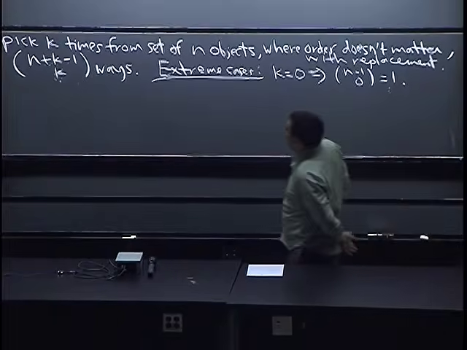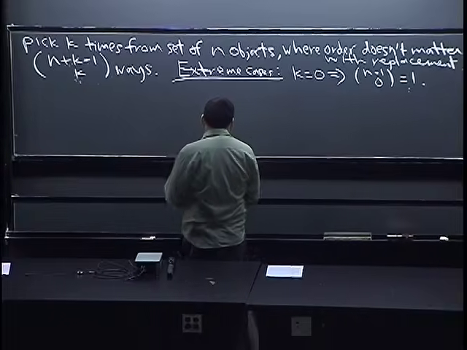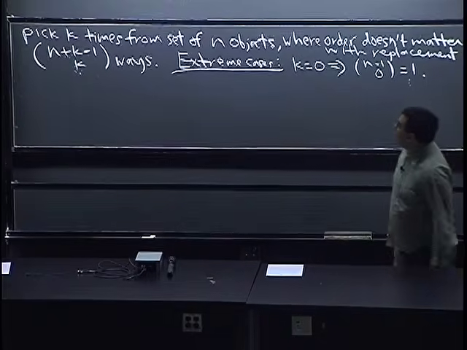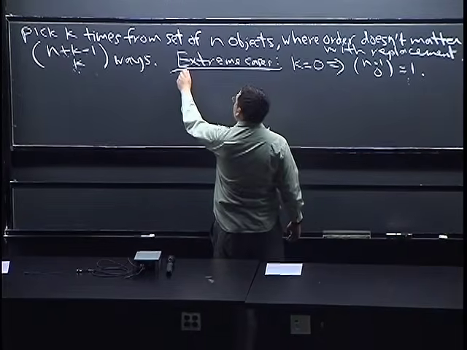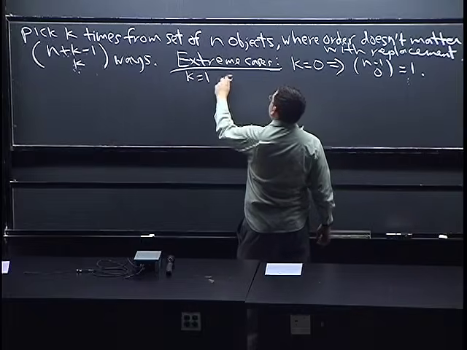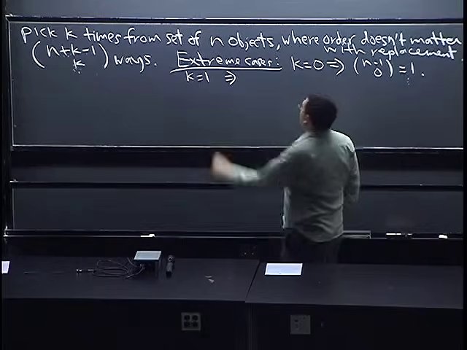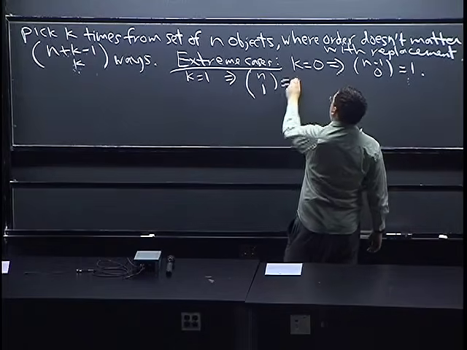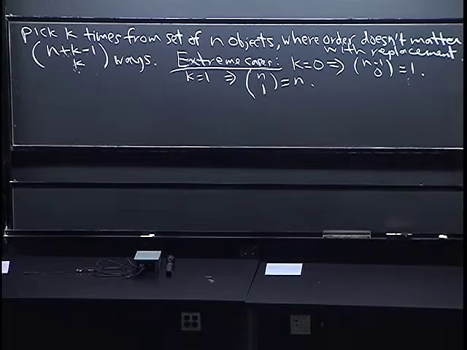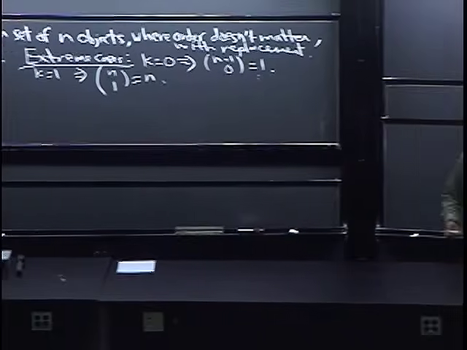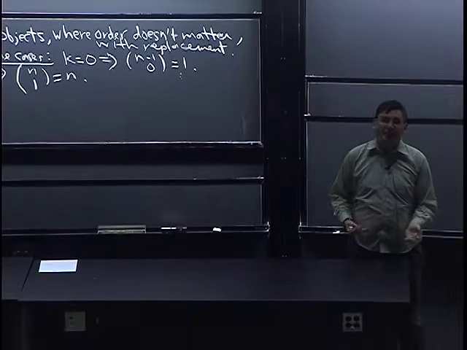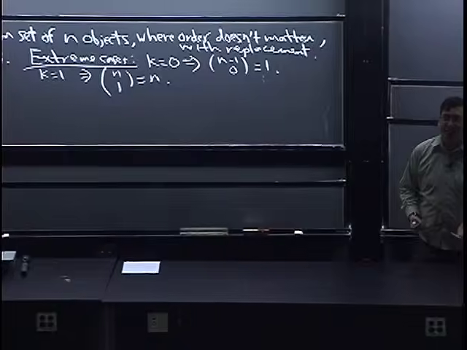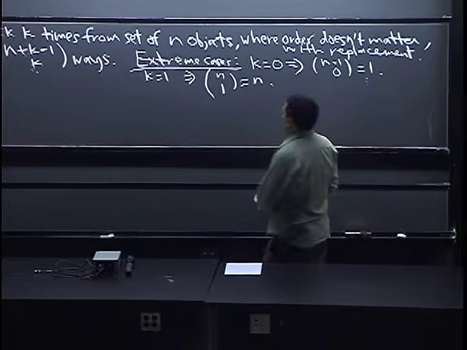Now let's do a slightly less extreme case than that. Well, what if k equals 1? If k equals 1, then this would just be n choose 1, which equals n. Well, that makes sense. You're just picking once. Notice if you only pick once, it makes no difference if it's with replacement or without replacement. It makes no difference if it's ordered or unordered. It has to be n.